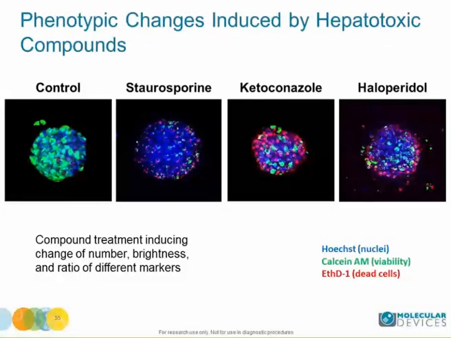Spheroids were treated for 72 hours with compounds which cause liver toxicity. In this example, you can see control spheroid and also spheroids treated with staurosporine or ketoconazole or haloperidol. You can see marked phenotypic changes caused by compound treatment. For example, you can see decrease of live cells, calcein positive, and increase of the content of ethidium homodimer positive cells, dead cells.